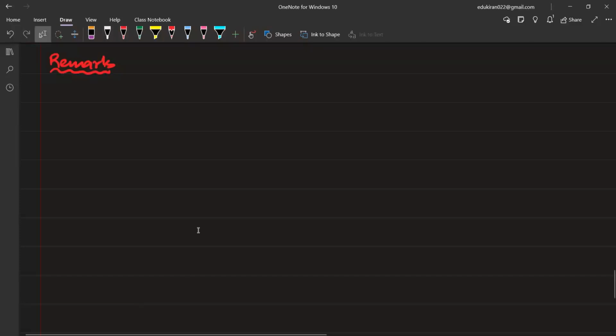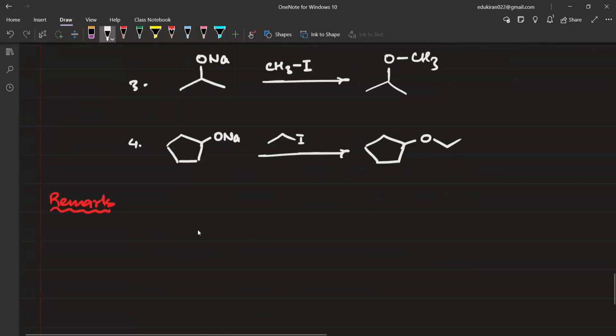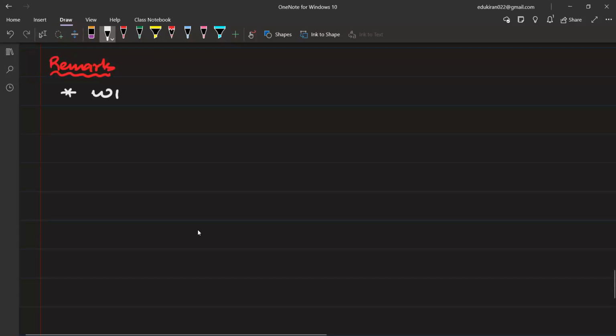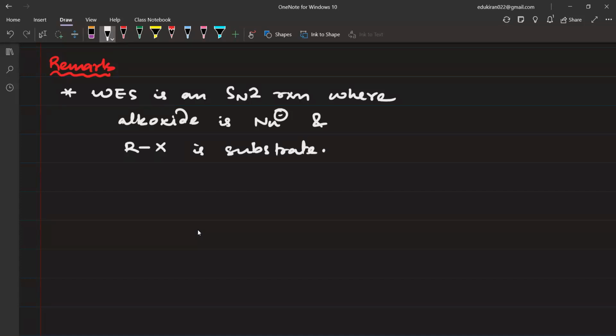As we have seen and previously said, Williamson ether synthesis is an SN2 reaction, right? WES is an SN2 reaction where alkoxide is the nucleophile and RX, that means the haloalkane, is the substrate. Now that means the alkyl halide is the substrate.